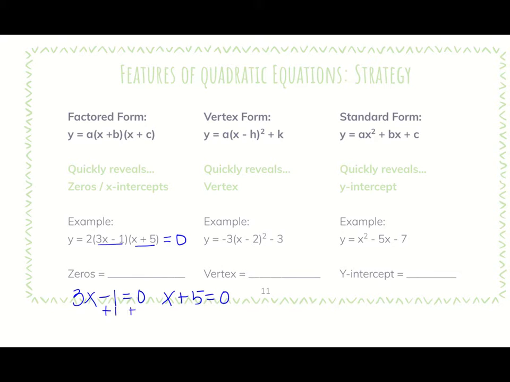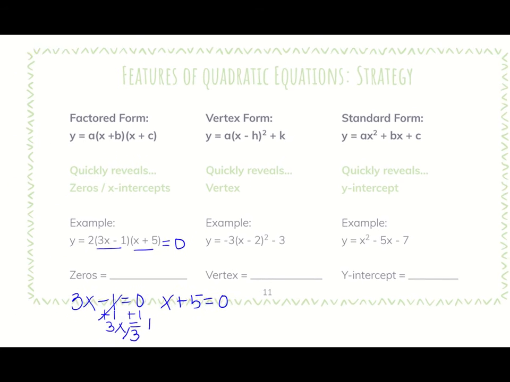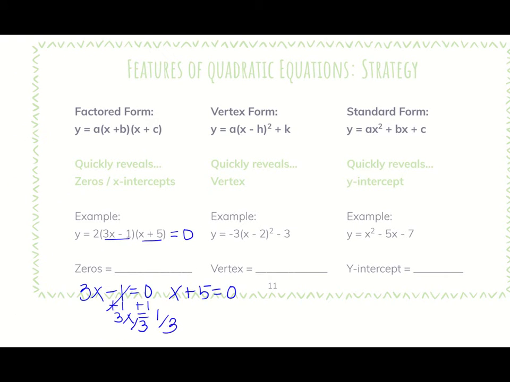So here I would add 1, leaving me with 3x equals 1, and then divide by 3. So that would give us one of our zeros: x equals 1/3. And the other one, we would do the opposite. We would subtract 5, giving us x equals -5. So x equals 1/3 and -5. By setting each factor equal to 0 and solving, we're able to find what x is, what our x-intercepts are.